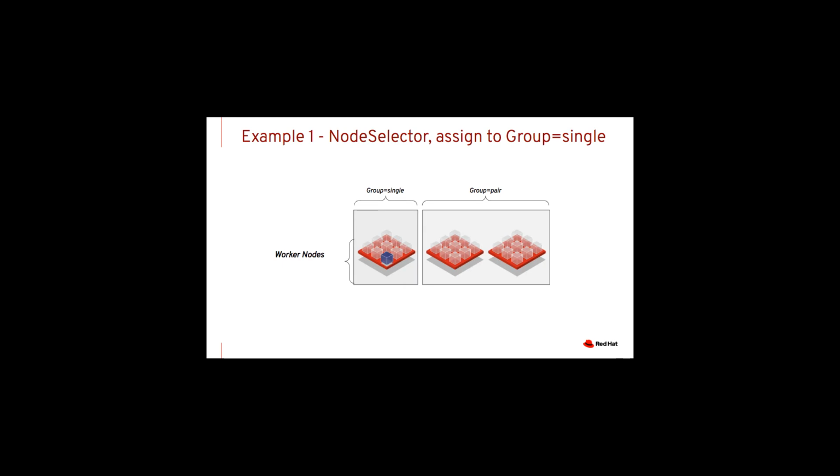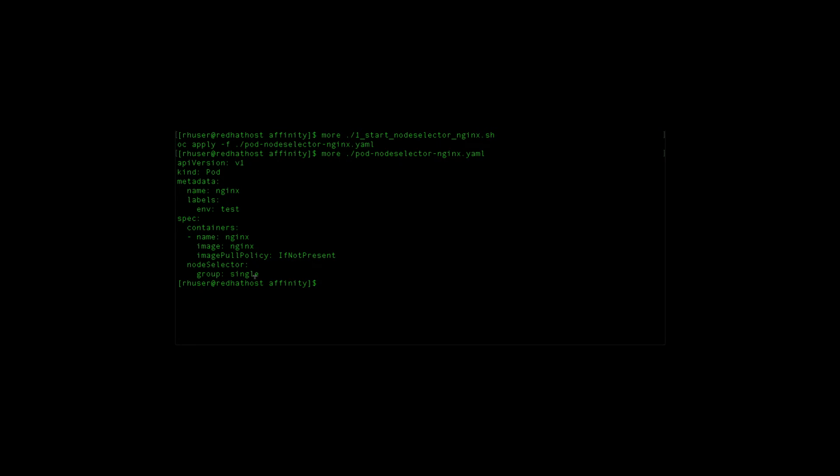So now let's go ahead and create a workload. Specifically, we're going to run Nginx, and we're going to assign it to the single worker node with the label group equals single. So we're going to start the node selector example that runs Nginx with the OC apply command. Let's go ahead and look at the YAML file. It's just a real simple one, but you'll notice we're using the node selector syntax, and we're going to assign the workload to group equals single.